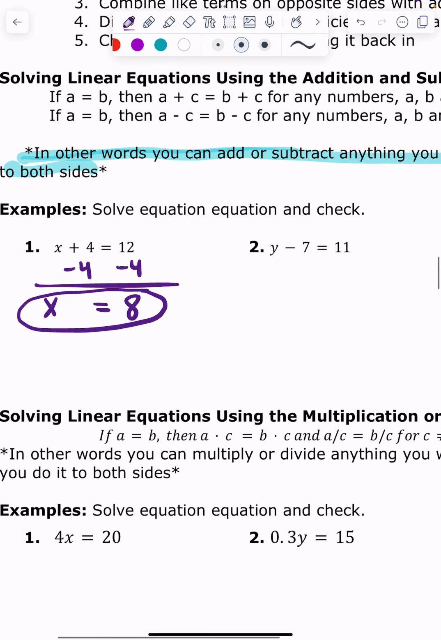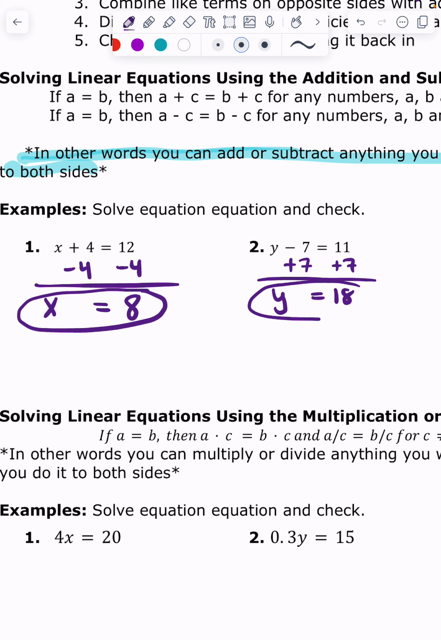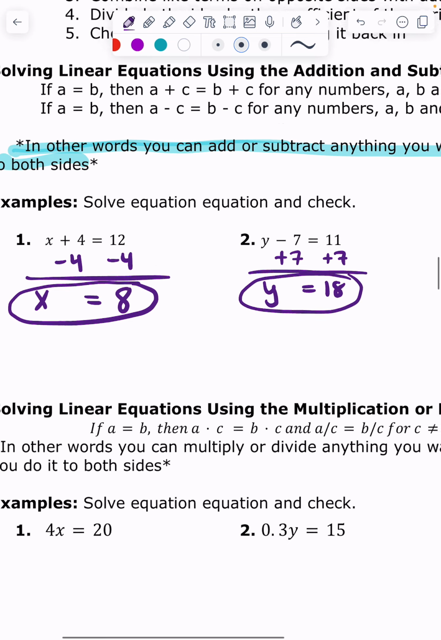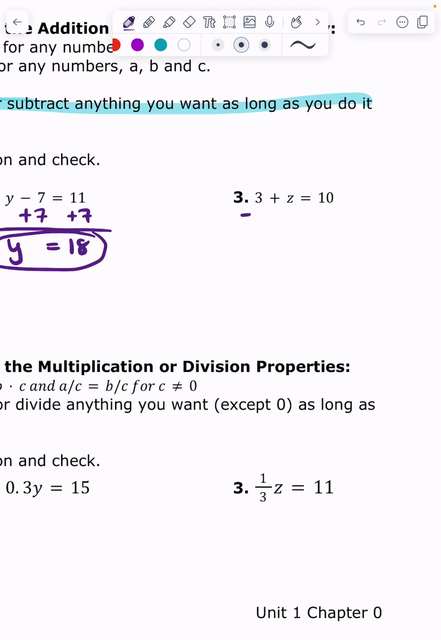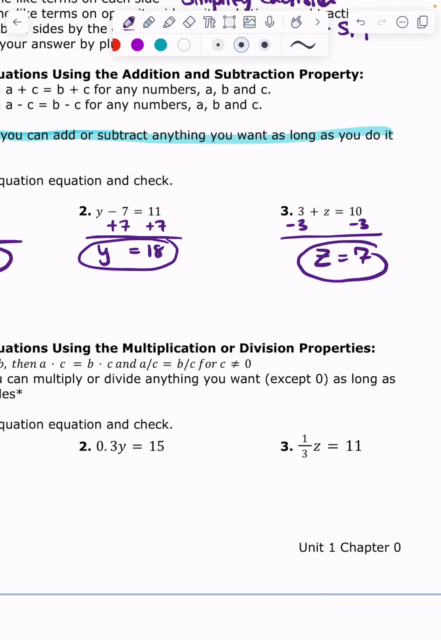For number 2, 7 is subtracted from y, so I want to add 7 to both sides. And I'll get y equals 18. Number 3, so 3 is added to z, so I need to subtract 3 on both sides. So z is equal to 7. Okay. So let me know if any of that doesn't make sense.